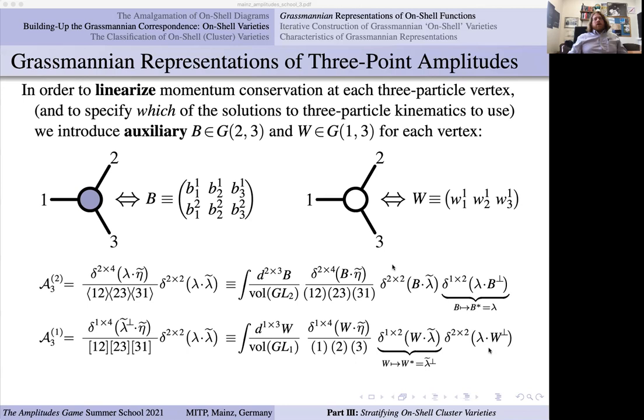Okay, now I appreciate that at this point you're thinking I'm crazy. Why on earth would I want to introduce these extra auxiliary things? Well, one reason is that now you can see this is a linear system of constraints on both lambda and lambda tilde separately, and the form of these 2 little vertices is exactly the same. And that means that starting from a diagram that you'd like to build, if you attach these little 2x3 matrices and 1x3 matrices all over the place, and then you start gluing them together, you can build up a general form for the entire graph that is exactly of this structure.